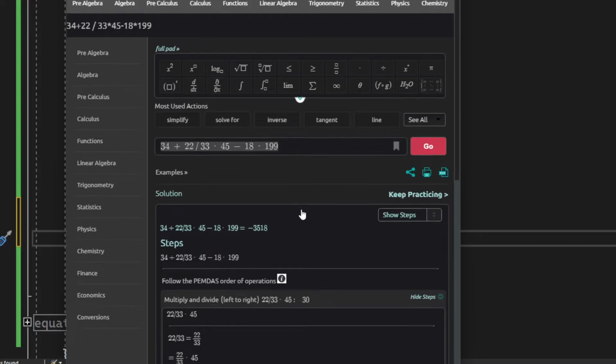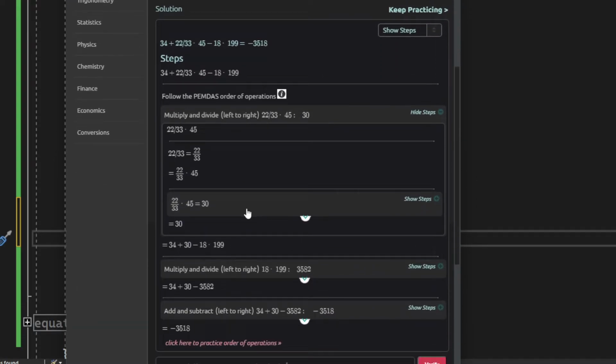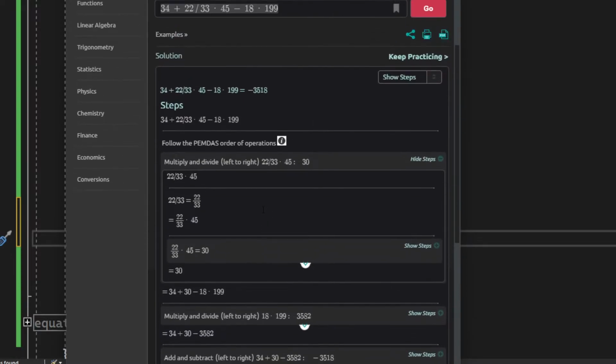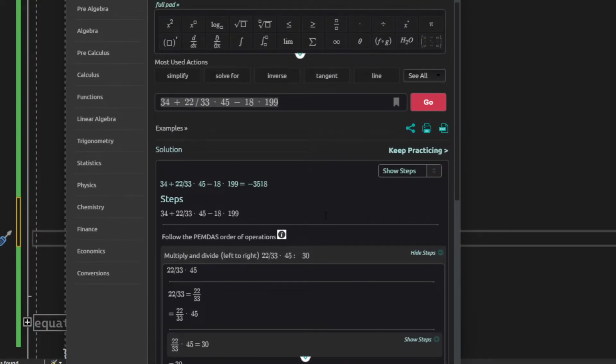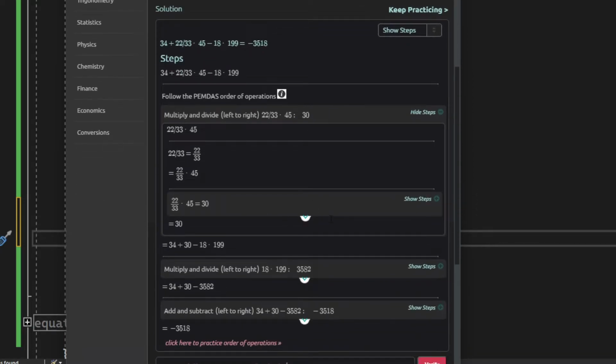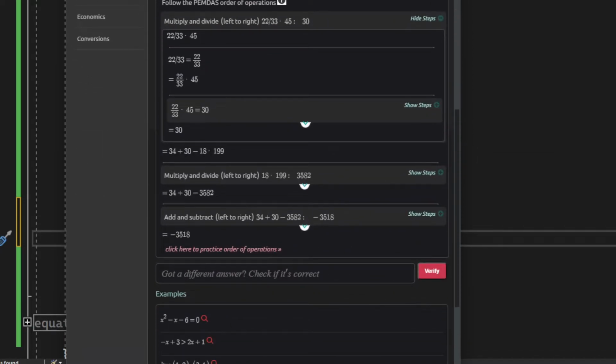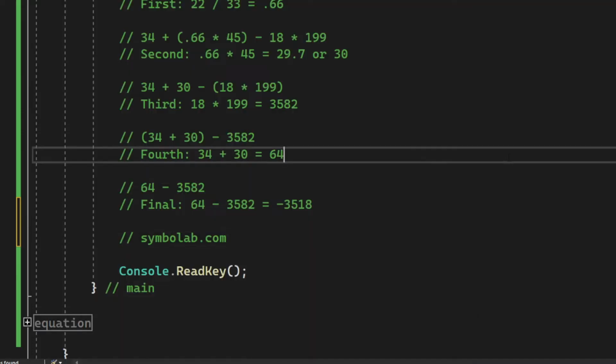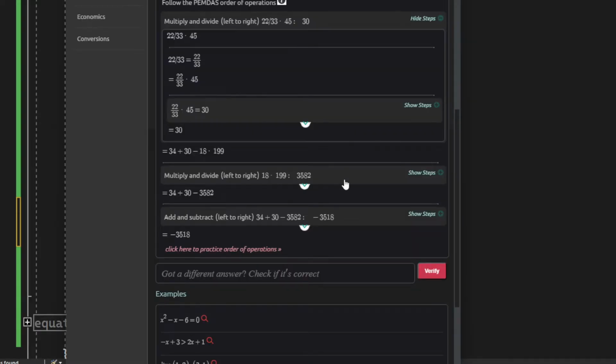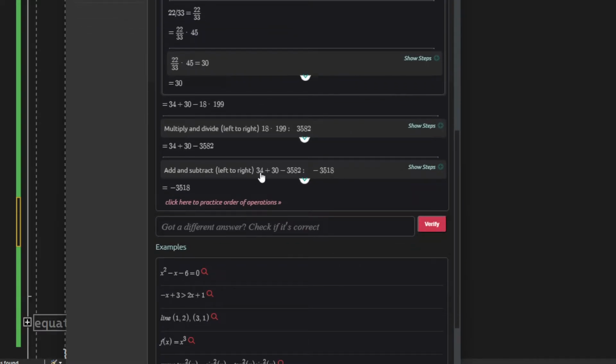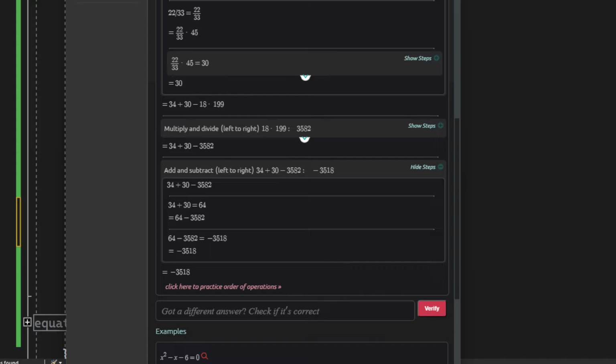So feel free to use Symbolab to refresh your math. Just understand what's going on, so that as you perform your math and actually convert it into code, you know that it's performing properly. So then we got that 30, then it came down here, it did 34 plus 30 minus 18 times 199. It did the 18 times 199 first, got us that 3582. If you recall, that's our result. That's perfect. And then it did that same fourth step, 34 plus 30, and it would have gotten us 64. 64 minus 3582 gets us our result of negative 3,518.